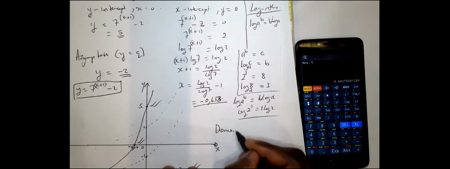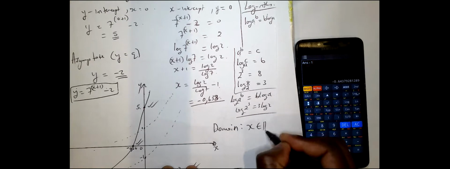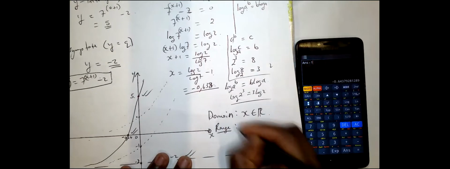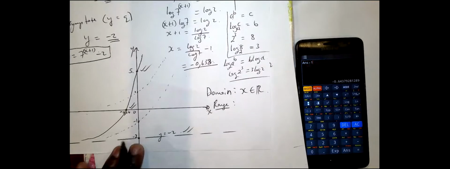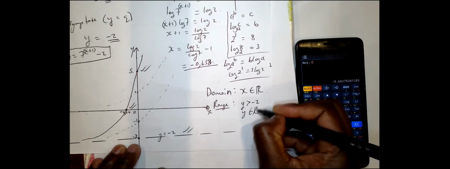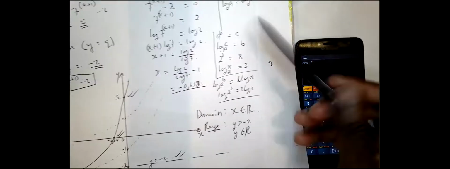Now let's talk of the domain. Domain, we don't need to worry because x is an element of real numbers, it can take any value. Now what about the range? The minimum value here is -2, so it's y greater than -2, and y is an element of real numbers. So it's very easy to deal with domain and range here. You get all your marks by having all these things. So let's see which is next.